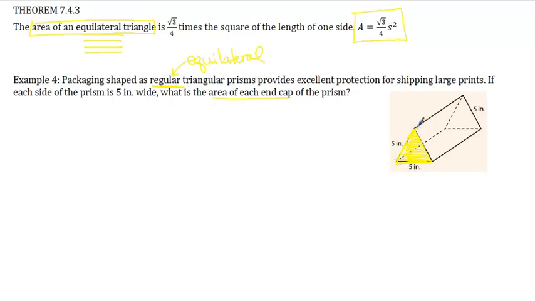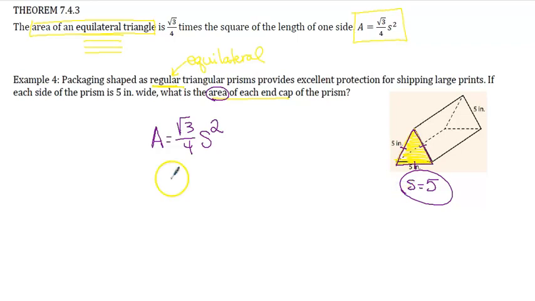So just the end piece, we want the area of that piece in there. Okay, and that's it. So we know this is 5, 5, and 5 because it's equilateral or regular. So the side equals 5. So all we have to do, since it's asking for the area, and we know it's an equilateral triangle, is use this formula. A, the area, equals the square root of 3 over 4 times the side squared. And we know the side is equal to 5. So it's going to be the square root of 3 over 4 times 5 squared.